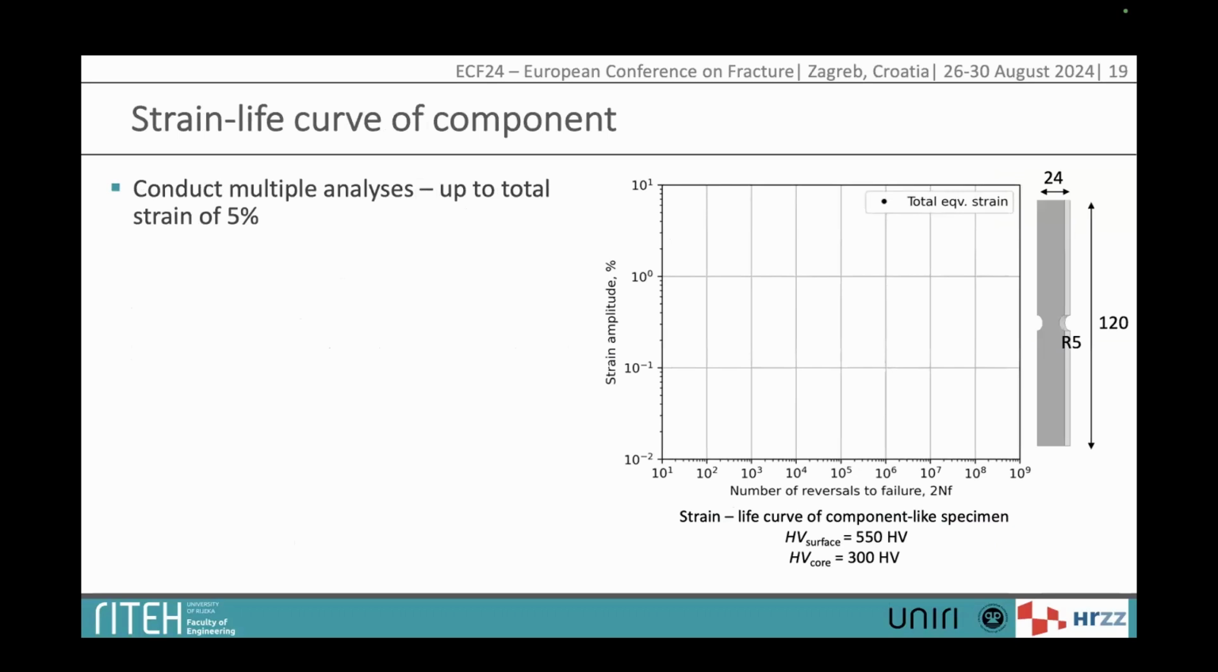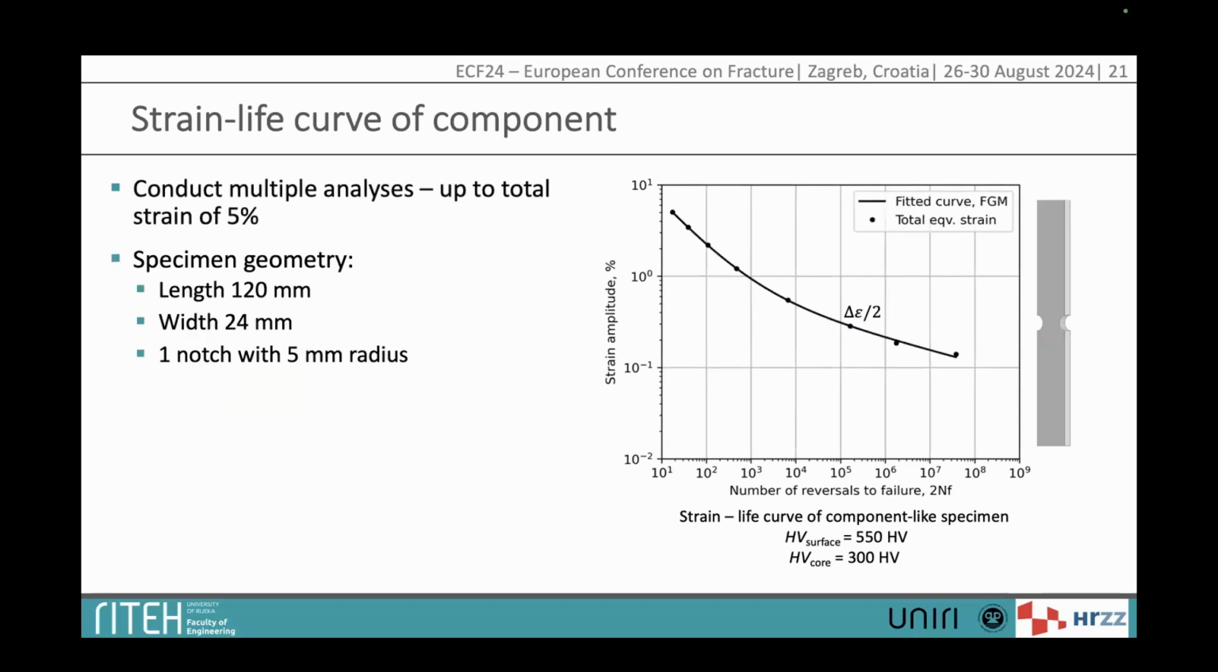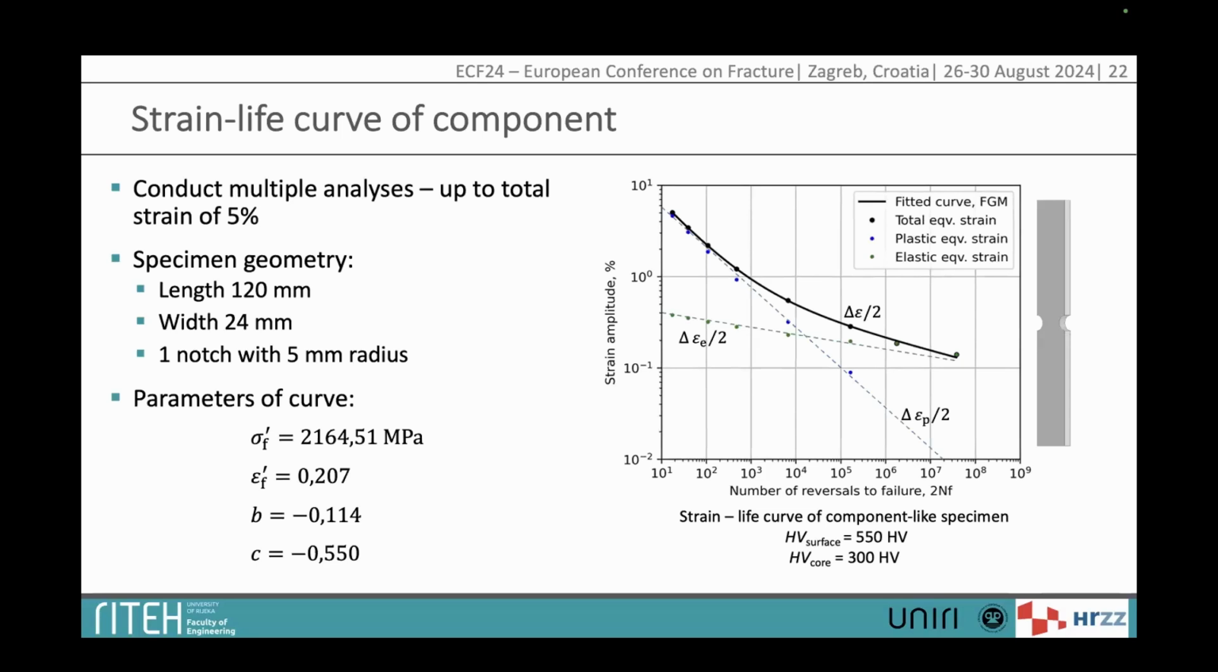So if this is then done for some specific specimen geometry, I took this geometry because we will test then experimentally with this one. We can then get 1 point on the strain versus number of reversals to failure plot. If we do it for different strains, like this is for a total of 5%, if we do a couple of these points, we can actually get a whole strain life curve for this specific specimen geometry. And of course, at the end, get parameters of this curve, and this would then be parameters not from a pure material, but from this component-like specimen, this specific surface hardened material.